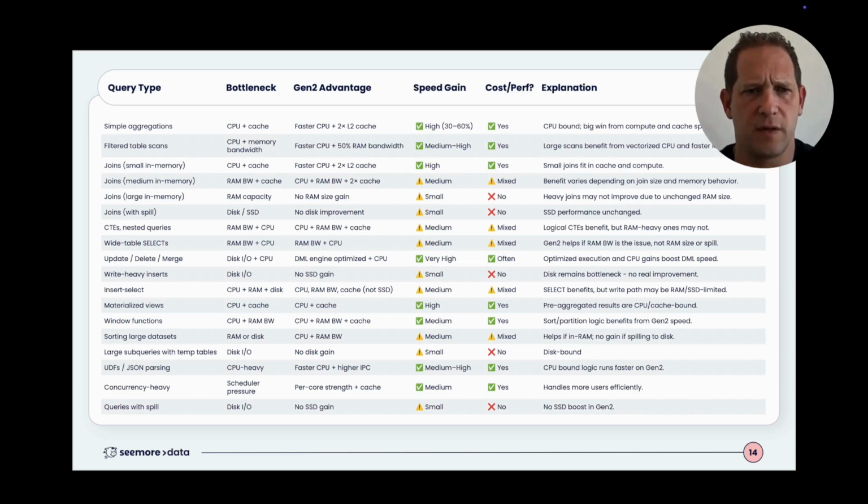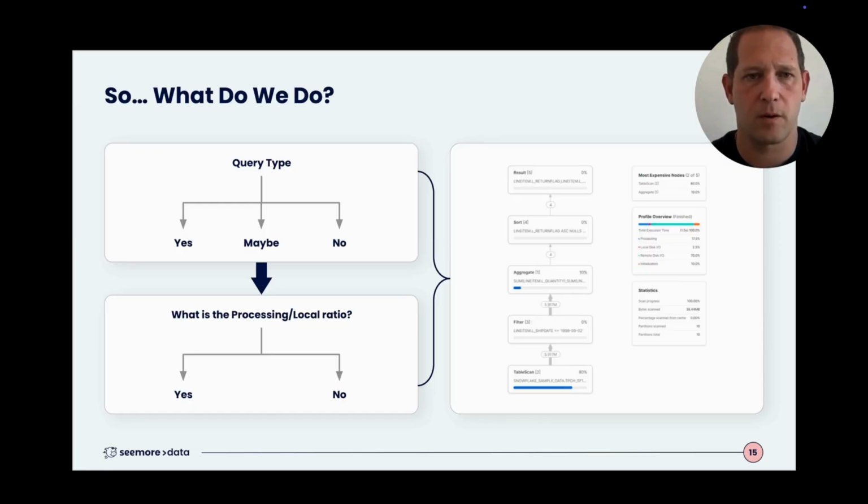What we did here is kind of a high level mapping, really high level, that shows which queries are definitely fine, which queries are definitely not fine, and which queries are in the middle. So what do we do here? The queries that are processing heavy will benefit from moving to Gen 2, so they are a definite yes. The queries that are storage heavy will not benefit from moving to Gen 2, so they are a definite no.